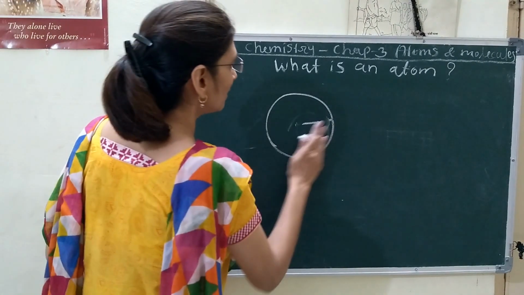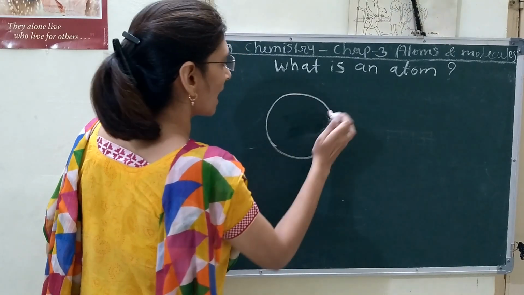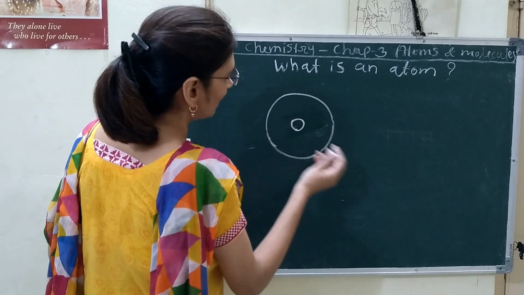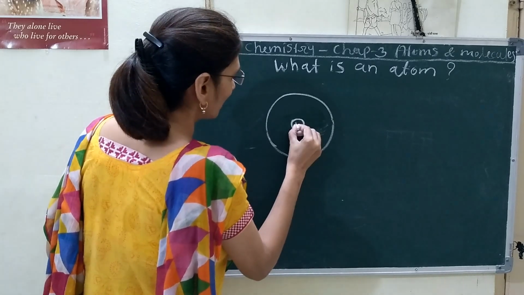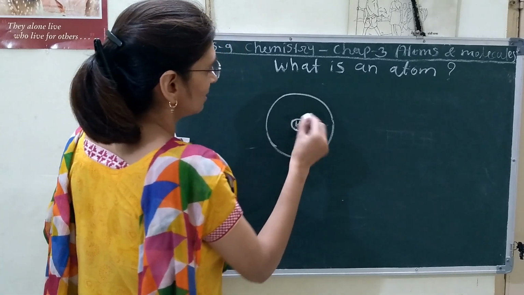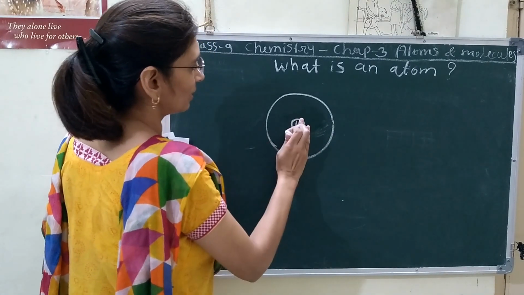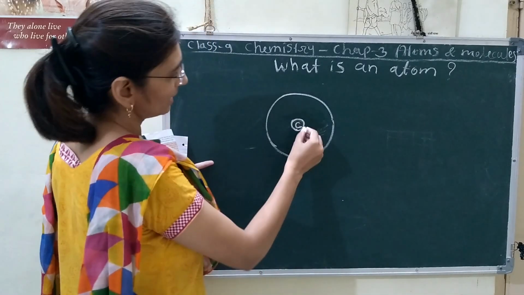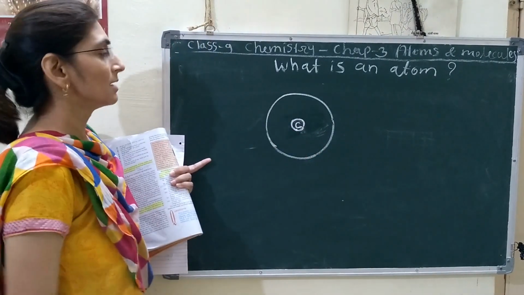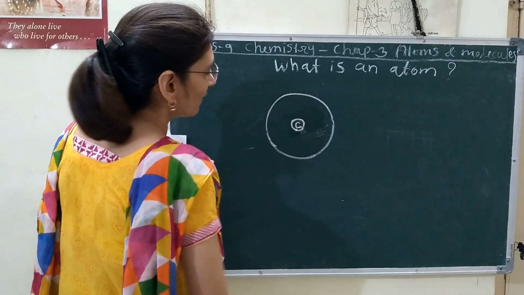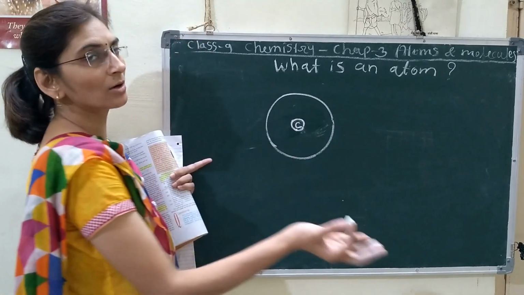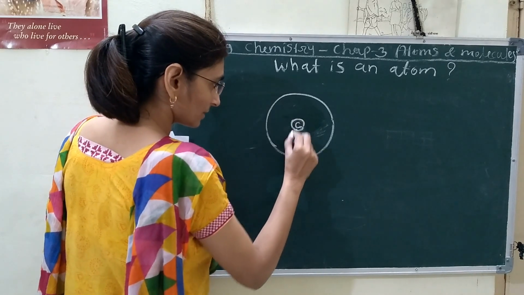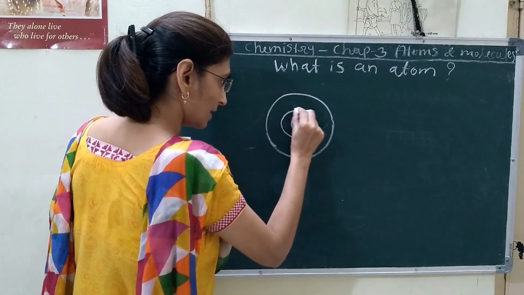This distance is called the radius of this circle. In a similar manner, an atom is also having one nucleus at the center. I will take any element. Suppose I have taken a hydrogen element, and it's having one nucleus. And suppose I have taken carbon, it's having one nucleus at its center. I will draw here one gross structure of atomic structure. At the center it is the nucleus.